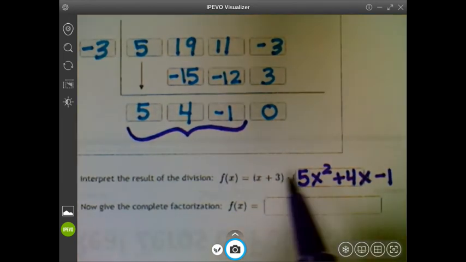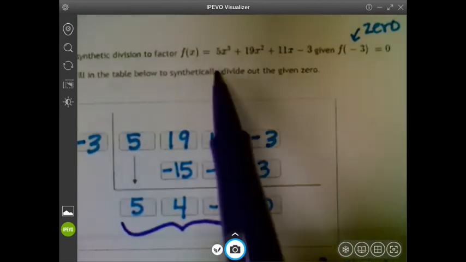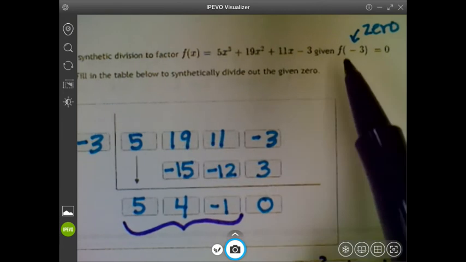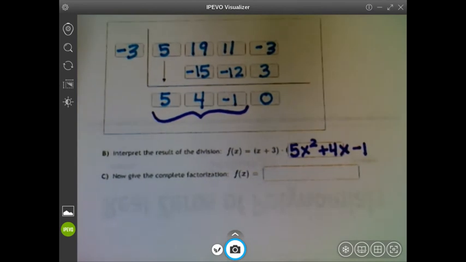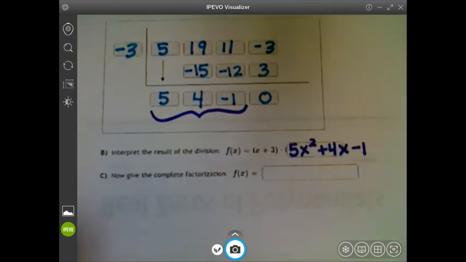If you were to multiply this out all the way, distribute all the way, you would end up with your original function. So what we have just done is we've used synthetic division to help us factor a polynomial that we wouldn't have been able to factor otherwise.